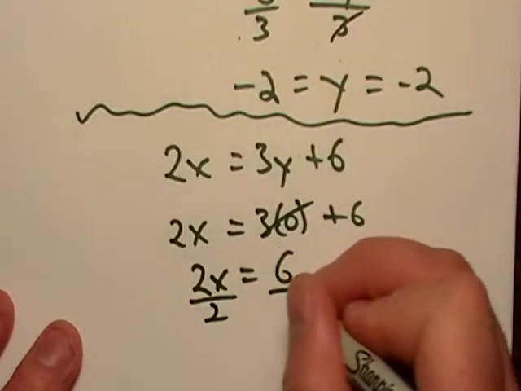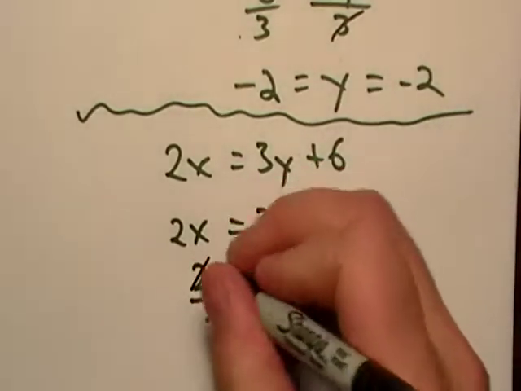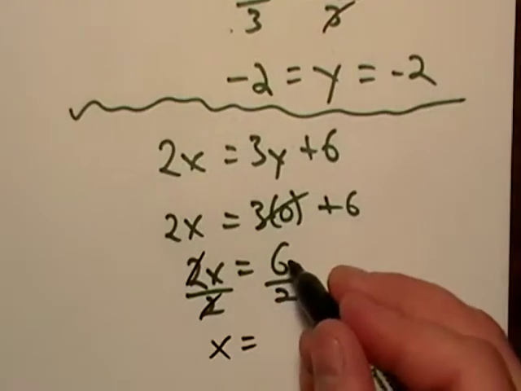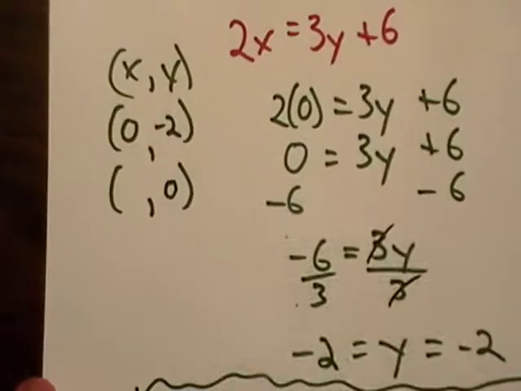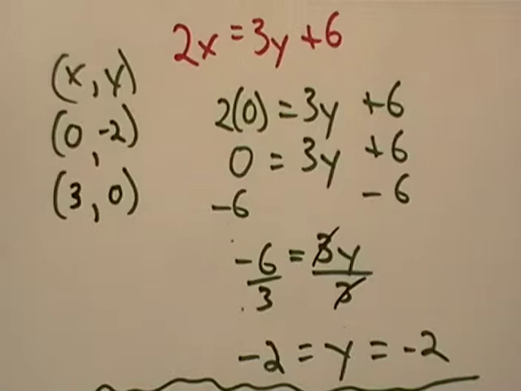So let's divide out. 2 divided by 2 is 1, okay? So we get left with x. 6 divided by 2 is 3, so I'm going to go back up here and put in 3 up there. Okay?